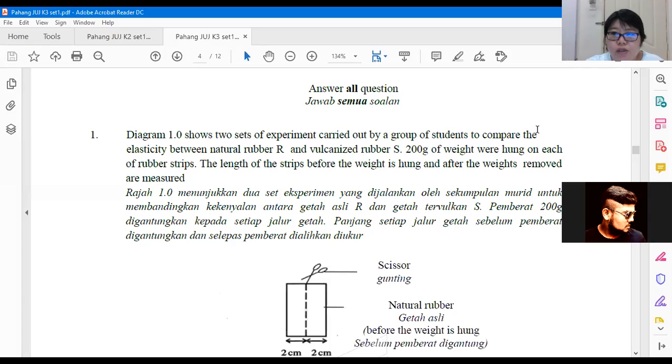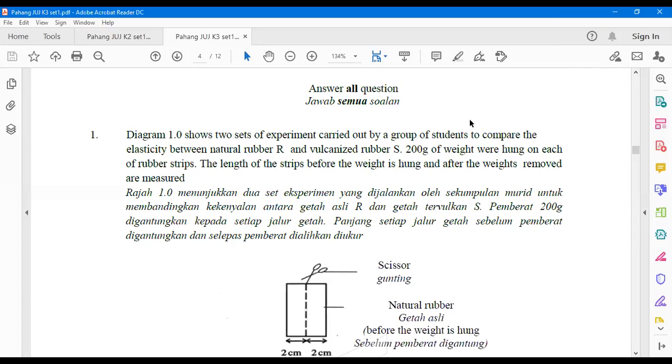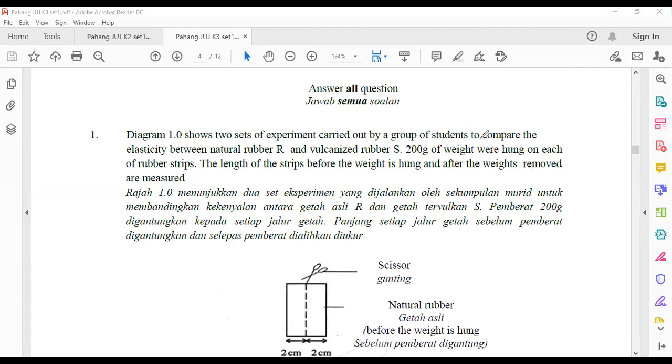Okay, this is the question, and I hope that you have already completed it. Now, this question is talking about what? It is talking about two sets of experiments carried out by a group of students. Keywords of the question: compare elasticity between natural rubber R and vulcanized rubber S. This is the aim of the experiment.